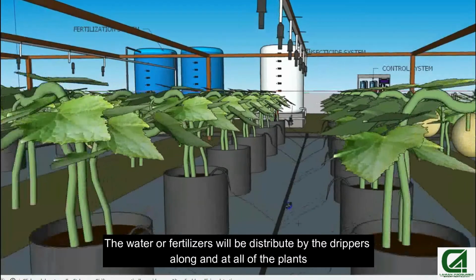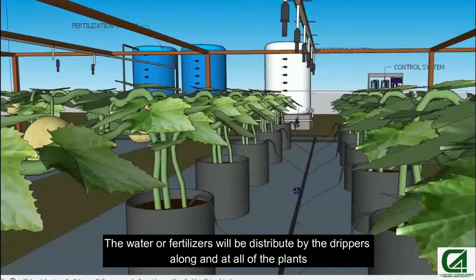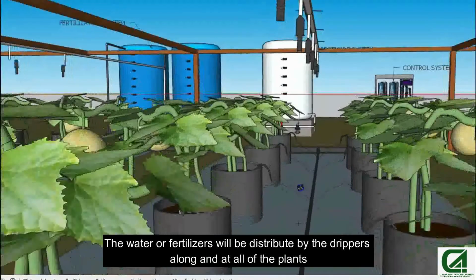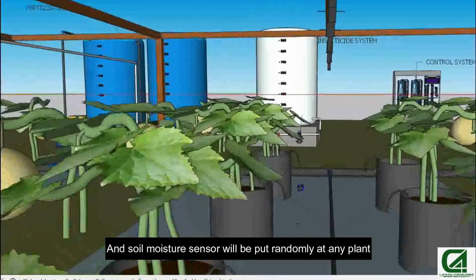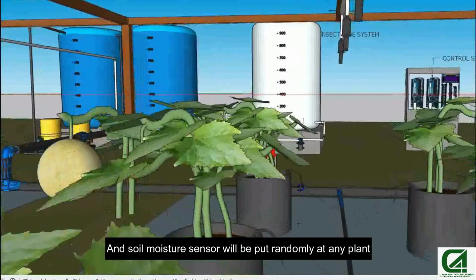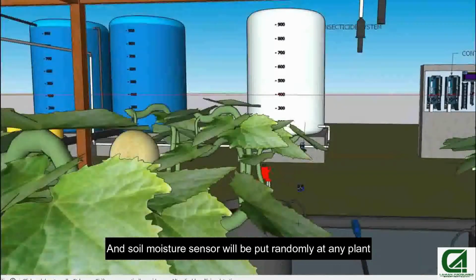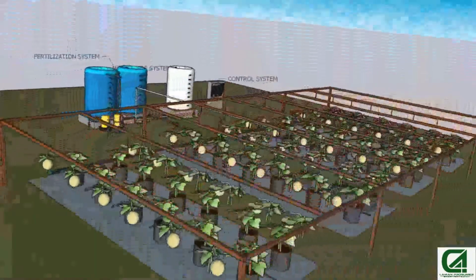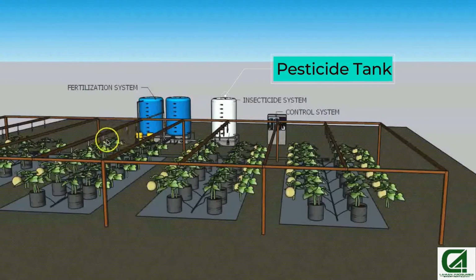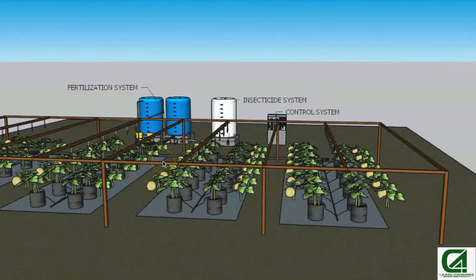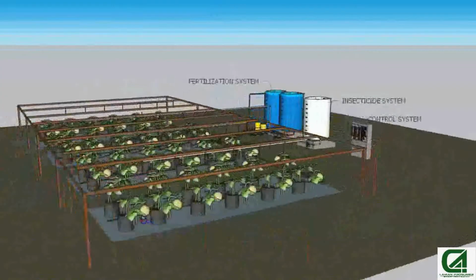The water or fertilizer will later be distributed by the drippers along the rows and to all plants. And soil moisture sensors will be put randomly at any position or plant in each row so that plants receive the same amount of water. The white tank there we label as the pesticide tank. The pesticide solution will be pumped out and sprayed using a special spray nozzle from the top of the plants so that the leaves get the same amount of pesticide.